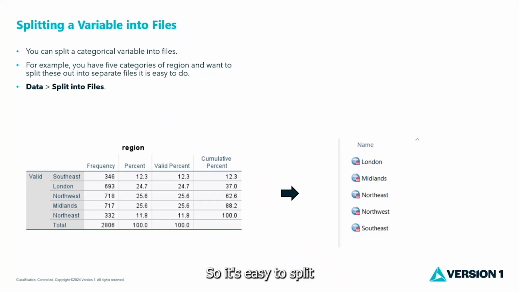So it's easy to split a categorical variable out into files. Let's say, for example, you have 5 categories of region, and you actually want to move the data from each of these regions out into separate files. Now, this is really easy to do, and there's 2 methods to do it. The easiest way is to go to the Data menu and select Split into Files.